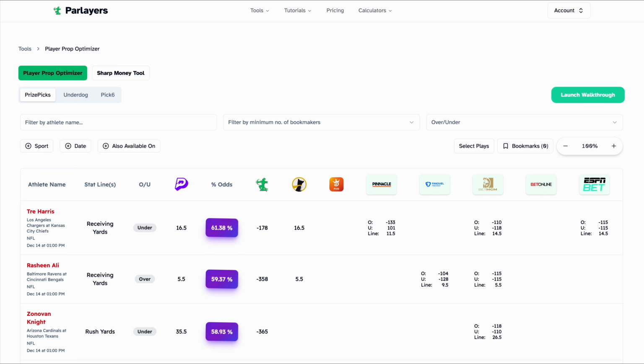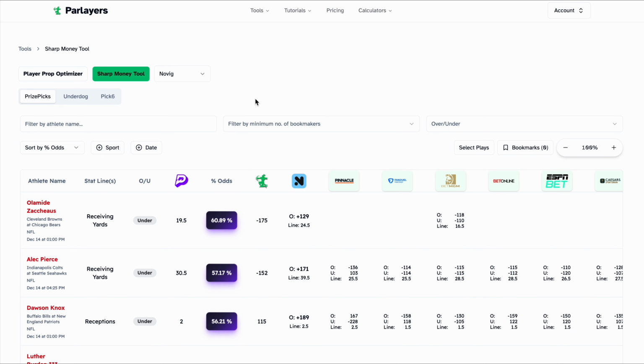As always, I'm using the tools from Parlayers. We have the player prop optimizer comparing the Prizepicks lines back to sportsbooks and other apps like Prizepicks, so we could find the best discrepancies among these Prizepicks lines. And we're also going to be using the Sharp Money tool that compares it to peer-to-peer exchanges like Novig, like Prizepicks, so we could see where the sharp bettors are putting their money.